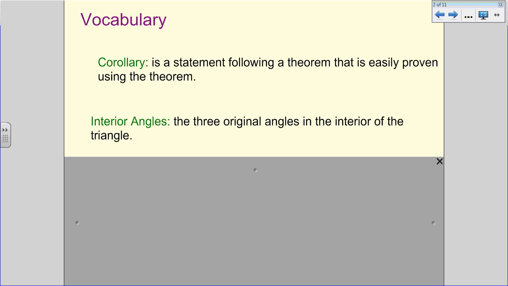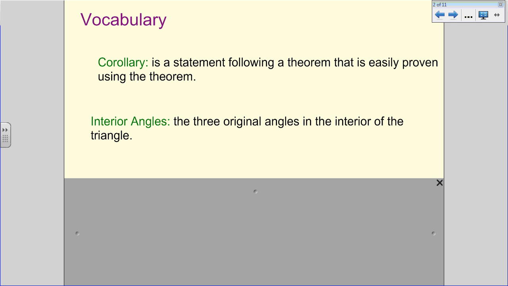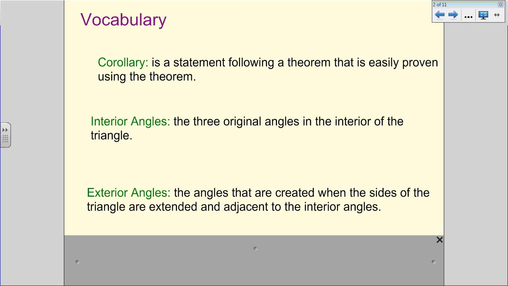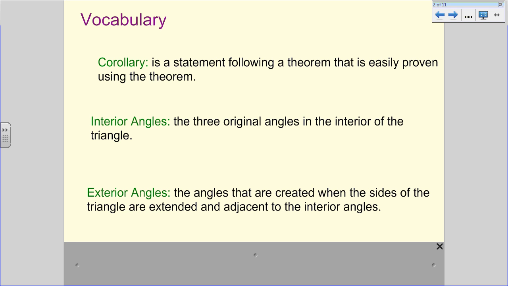Interior angles are the three original angles in the interior of the triangle. Now I say original because when we get to our next definition, we're going to see why. We have exterior angles. They're the angles that are created when the sides of the triangle are extended, and they're adjacent to the interior angles.